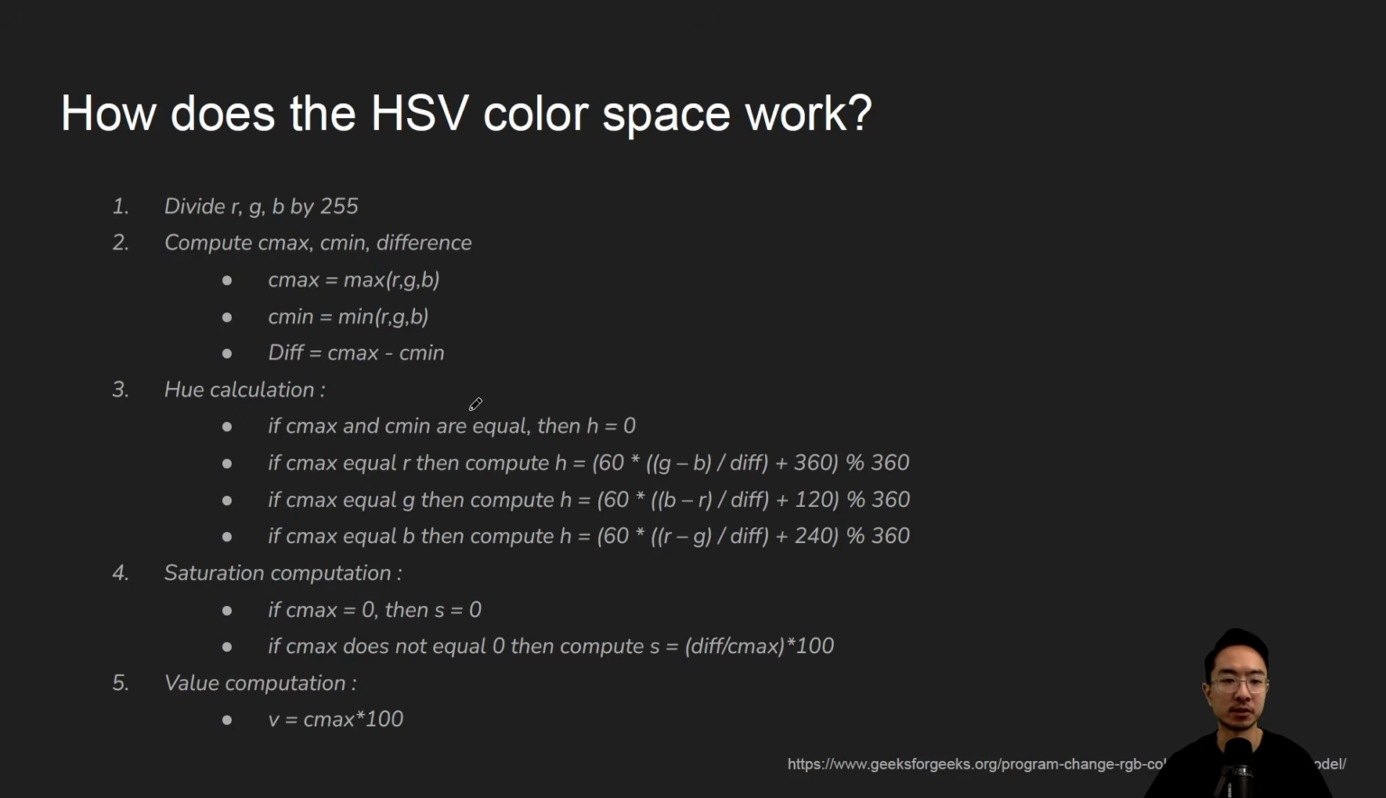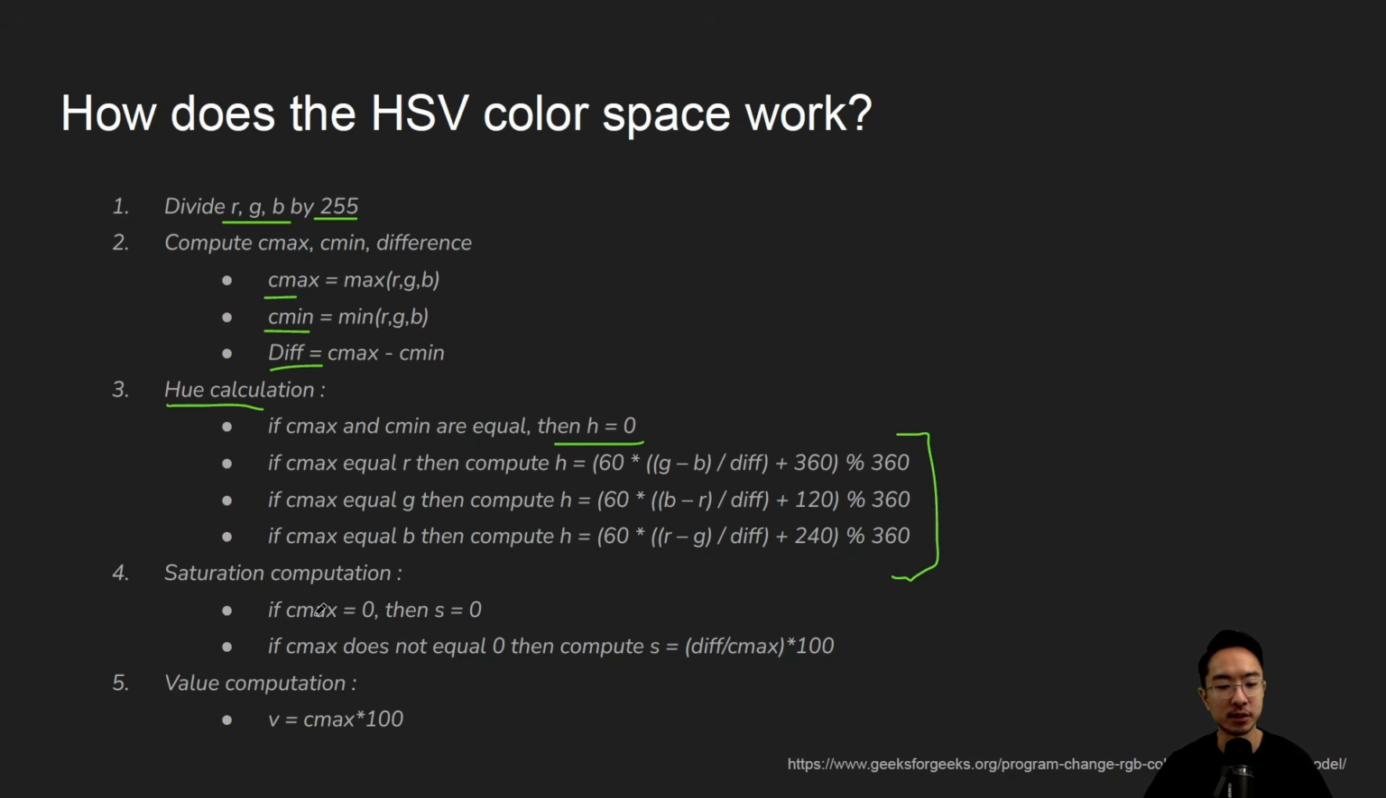So how does the HSV color space work? Typically, you'll take the three numbers and normalize them by dividing by 255. Then you'll have what's called C max and C min, which are the max and min of these numbers, and you find the difference between C max and C min. Then you go through some steps for the hue calculation. If C max and C min are equal, you set H to 0. If C max is equal to R, you compute H with this formula. If it's equal to G, you compute it with this. And if C max is equal to B, you compute it with this. So basically you have a piecewise function, and you compute it depending on which case applies.